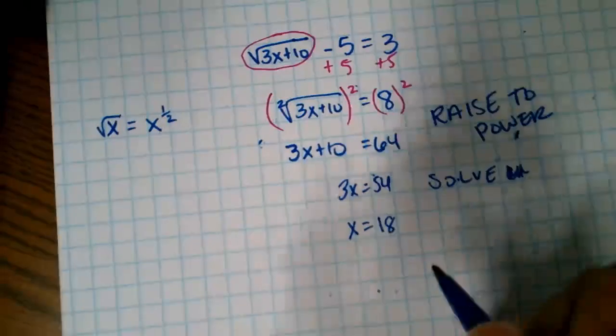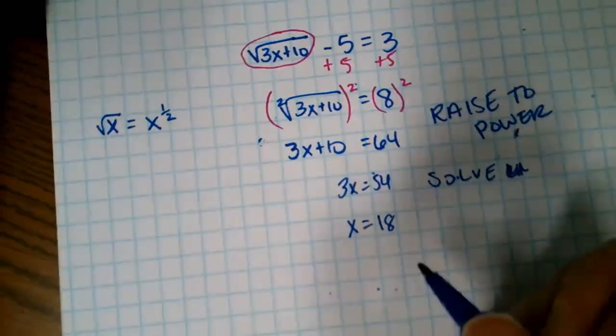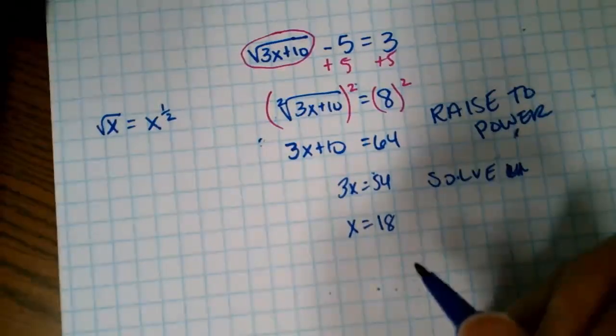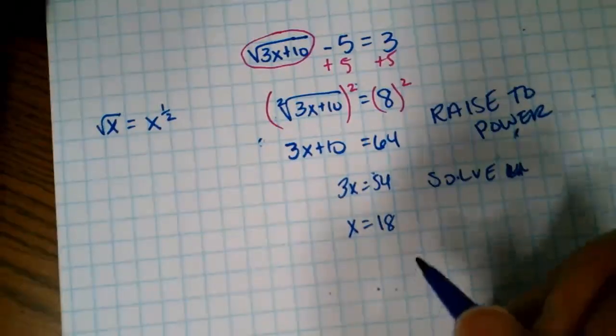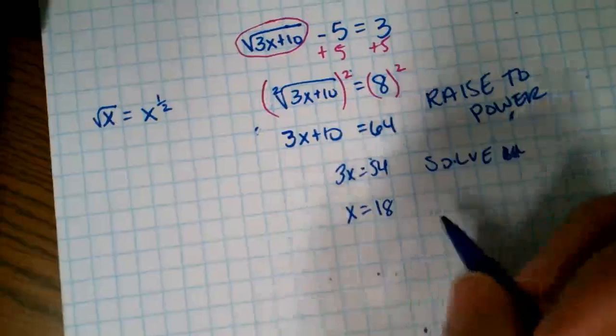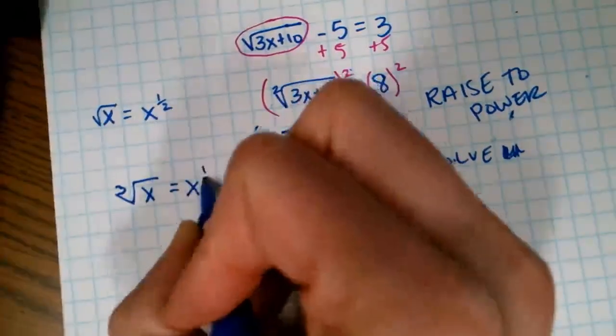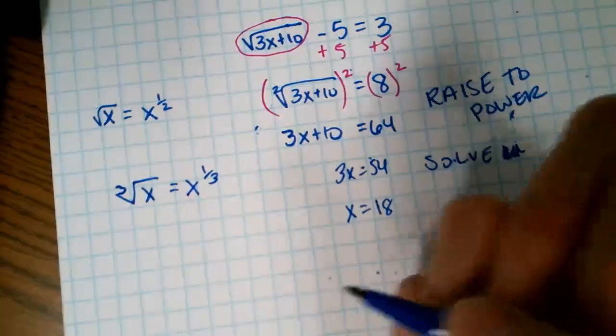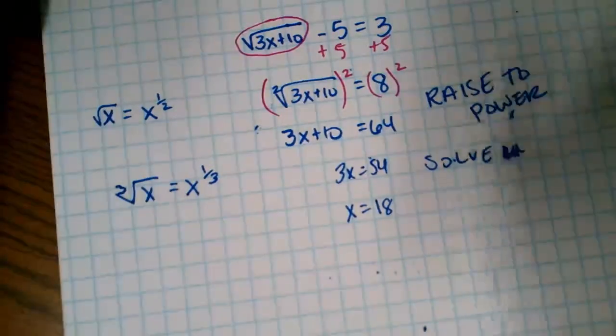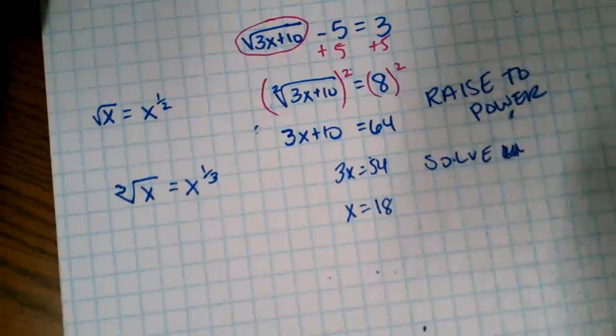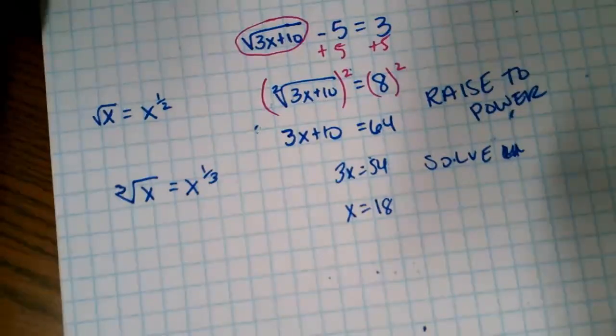If you had something that had a different root, like a cubed root, that's the same as to the 1/3, so I would raise it to the 3. If I had a 4th root, I raise it to the 4th. That's how you get them to cancel out.